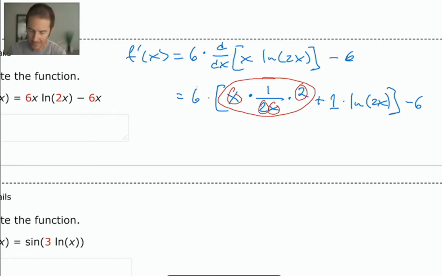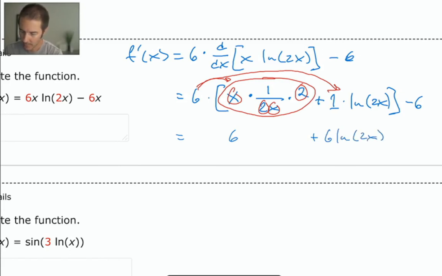And then I'll multiply the 6 in times that 1, which gives us a 6, plus, then this 6 also has to multiply all the way over to this 1 times the natural log of 2x. So that's now going to be 6 natural logs of 2x. And then on the outside of our square brackets, we had a minus 6.